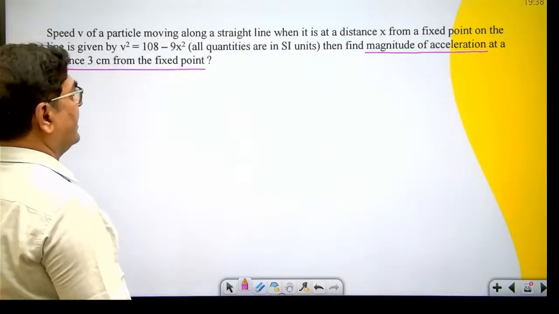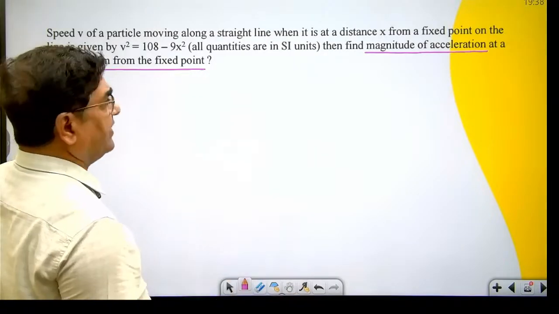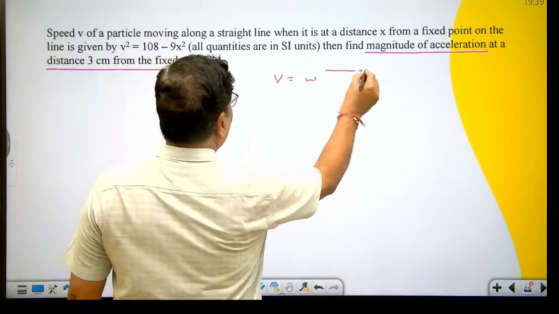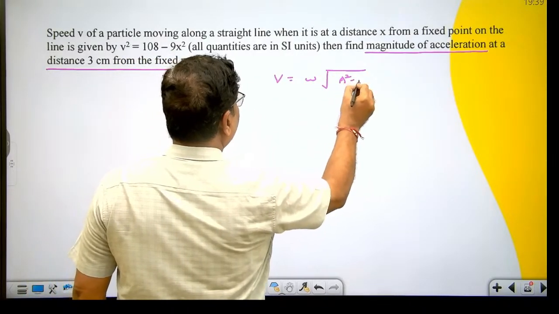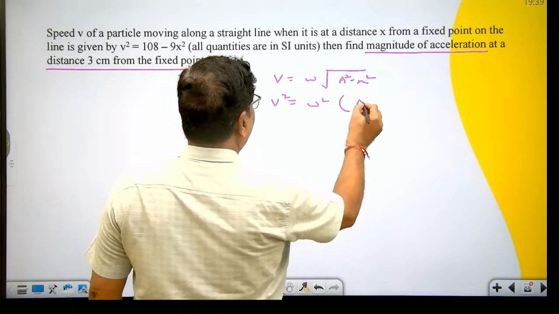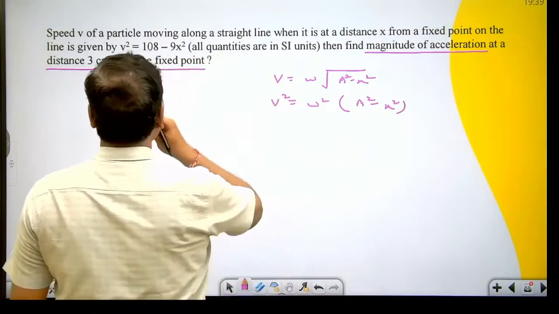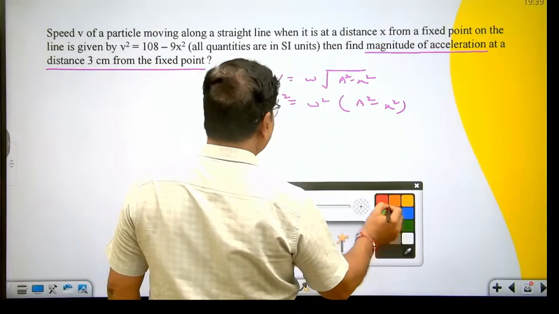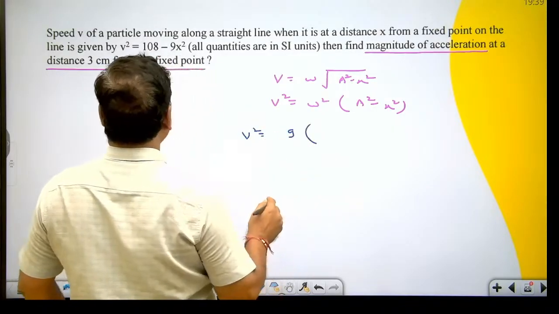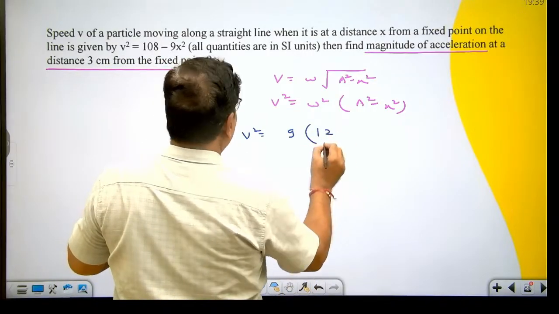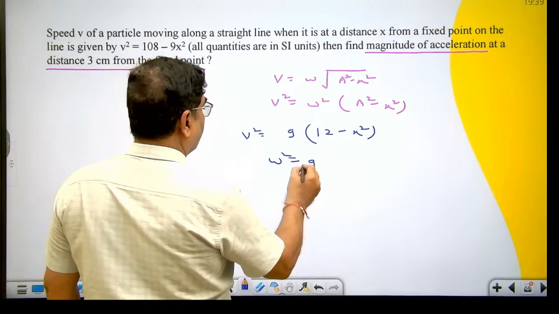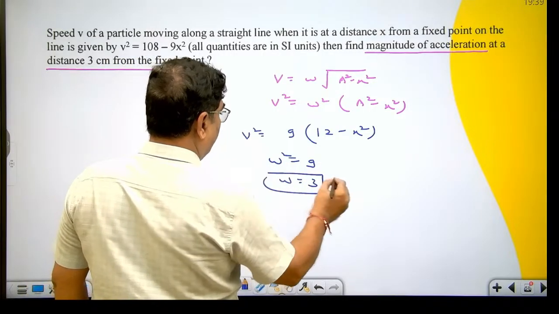What is acceleration? Magnitude means omega square x, so we need omega. To calculate omega, we know the equation v equals omega root a square minus x square. If we make the square, v square equals omega square (a square minus x square). So dear student, this equation can be converted like this: v square equals 9 (12 minus x square), taking 9 common. If we compare these two equations, we get omega square equal to 9, so omega equals 3 per second.